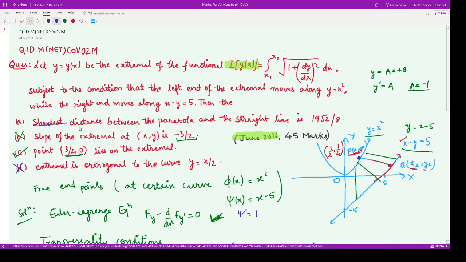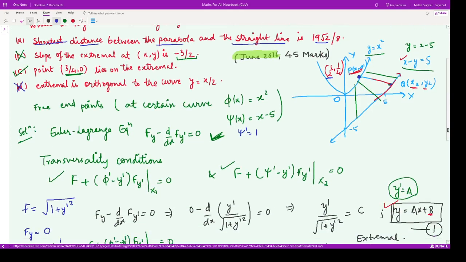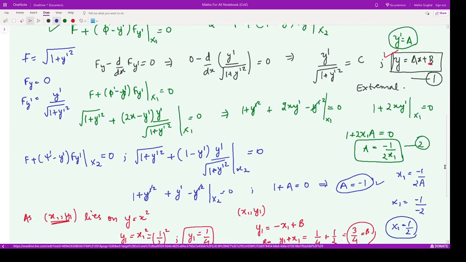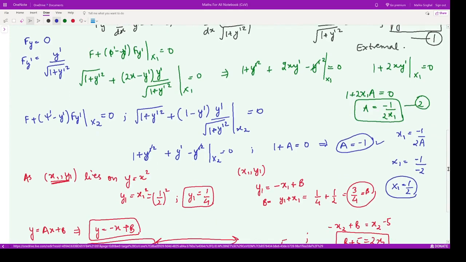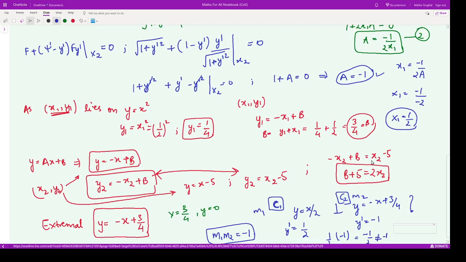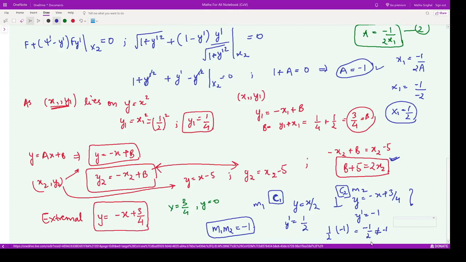So let us see the last option. The shortest distance between the parabola and the straight line is this. For calculating the shortest distance, you must calculate this. For this, you need x1. We have computed x1, that is 1 by 2. And we also need x2. What is x2? We need to determine it from the given relations we have. So let us see what relation we can use. So from here you can calculate x2, right? Let us do that.